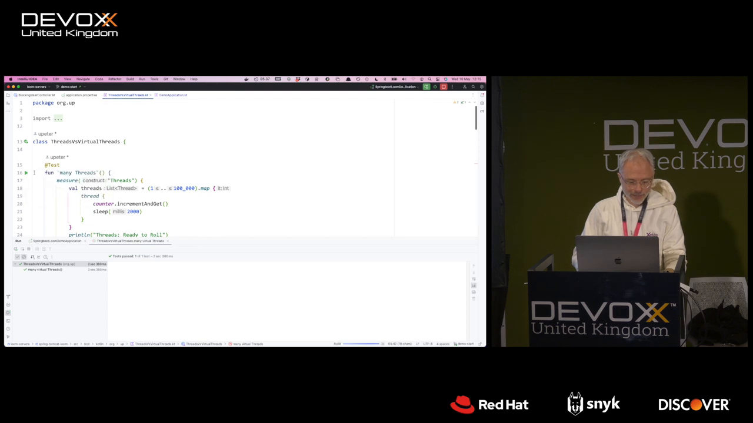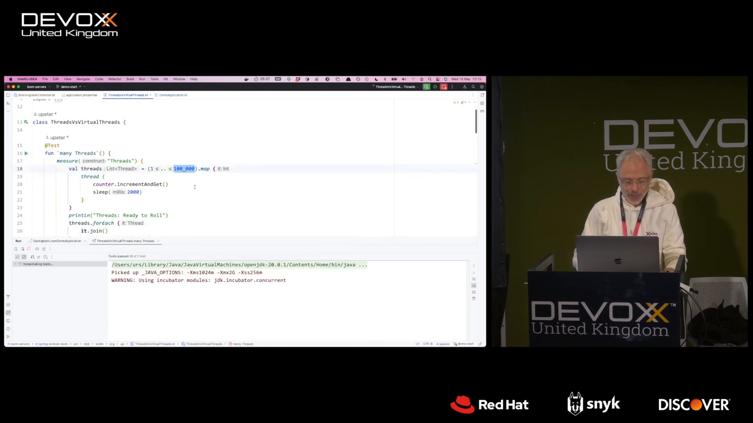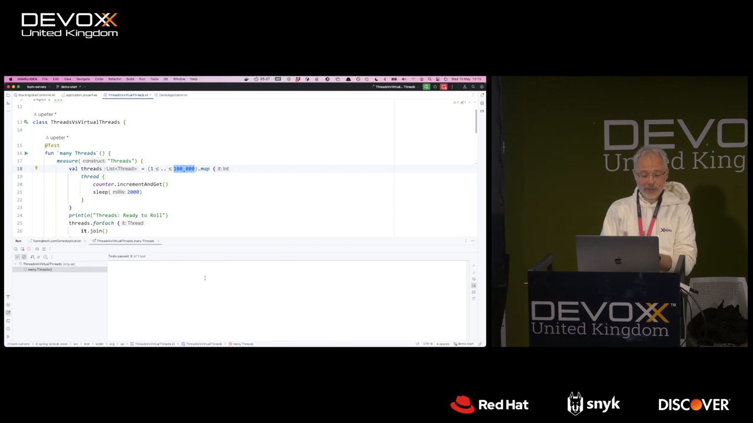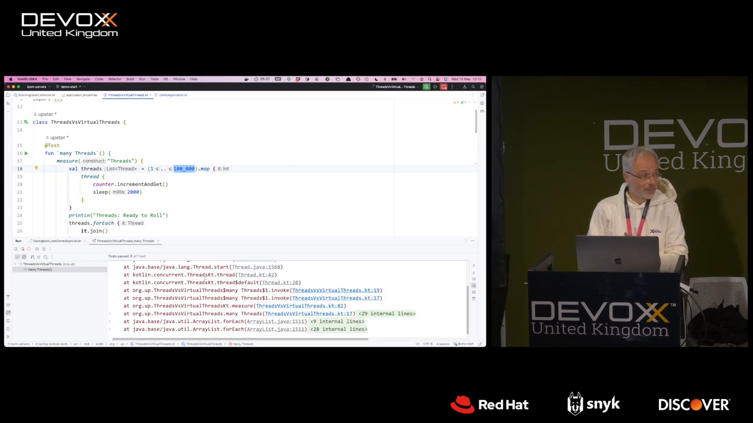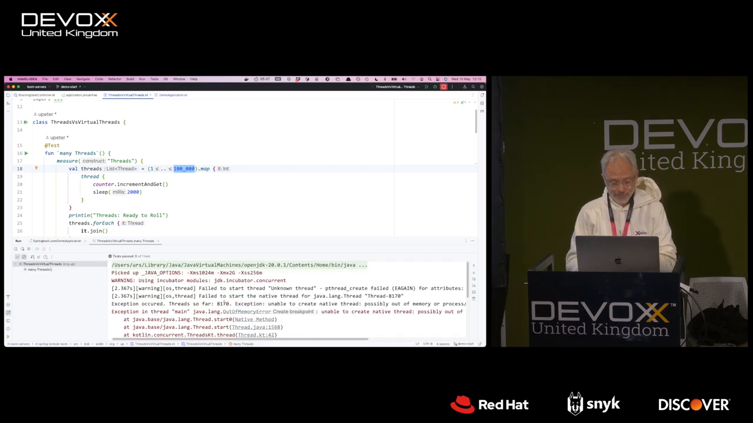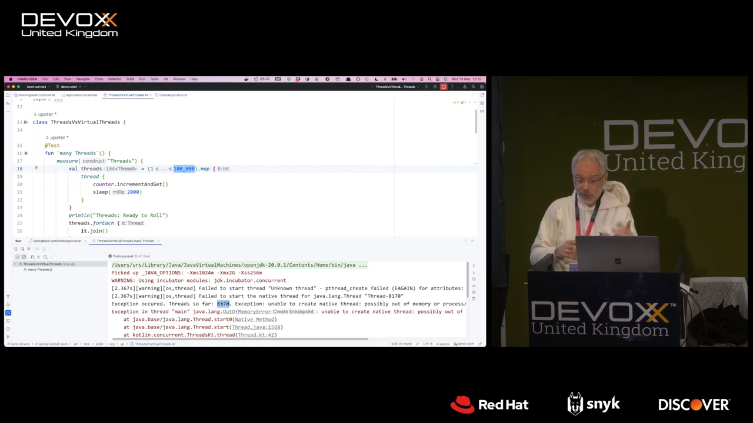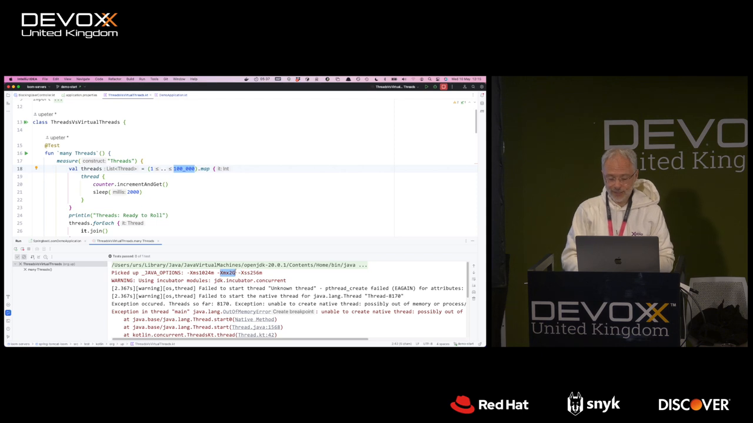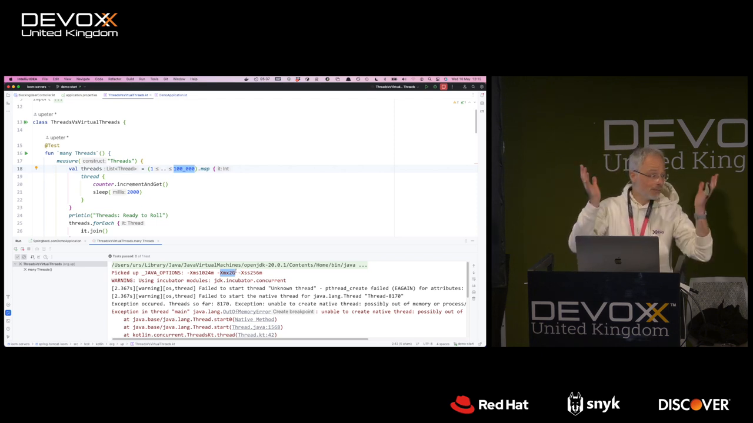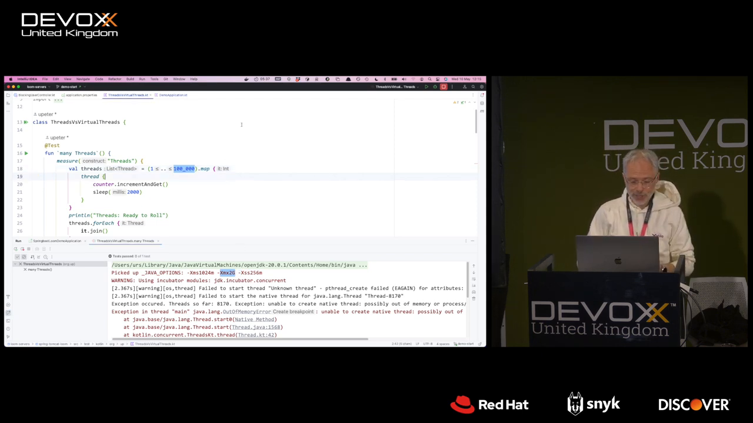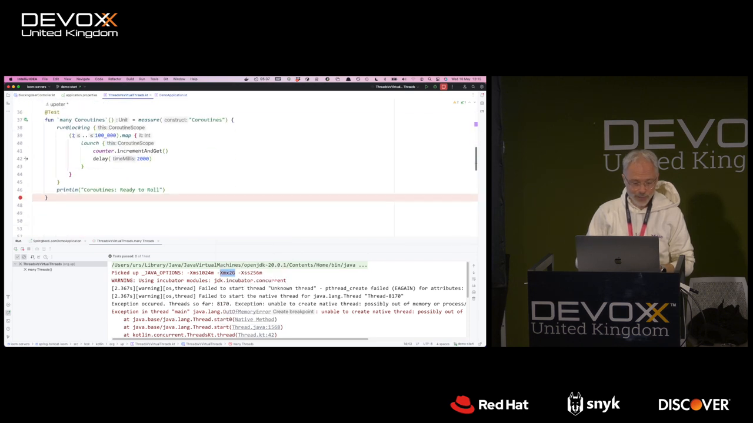Many threads. We execute them, 100,000. I have 2 GB of memory. How many threads can be created? 8,000, right? We said about 4,000 threads per gigabyte of memory. I have 2 GB of memory, Xmx 2 GB. I get about 8,000 threads, and then the whole thing blows. This is what you get with threading, because they're so expensive.